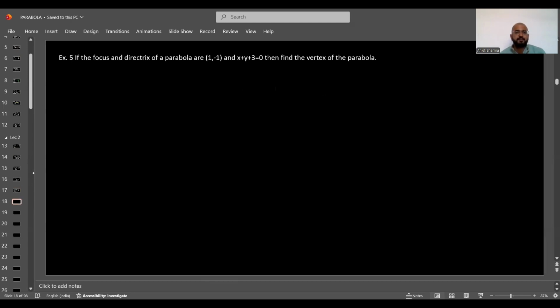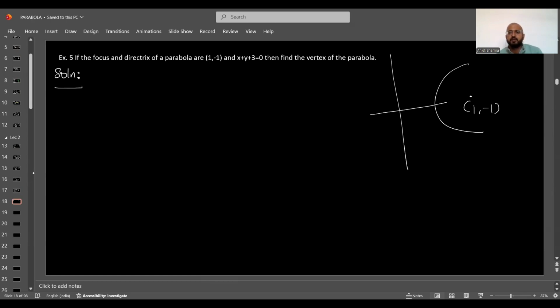Okay, have a look. Now, if the focus and directrix of a parabola are given, then find the vertex of the parabola. So by the focus and directrix of the parabola, we need the vertex. What we can think of, have a look. Suppose this is just a random parabola I'm drawing. This is given to be the focus, which is 1 comma minus 1. And then you are given the directrix, so the directrix will be exactly here. Now I want the vertex of this parabola. That means I want this point.